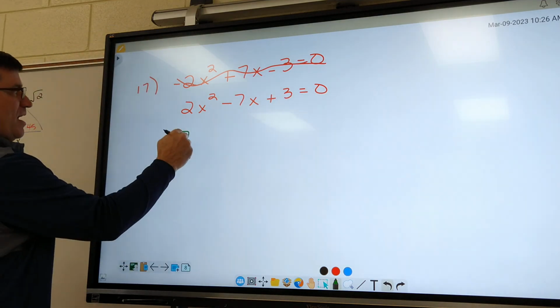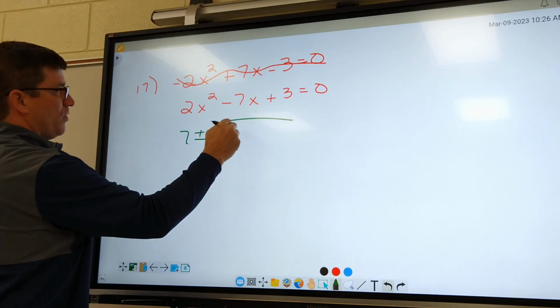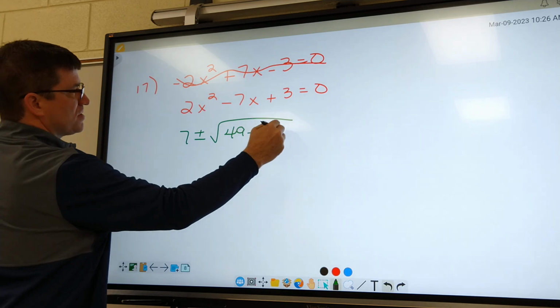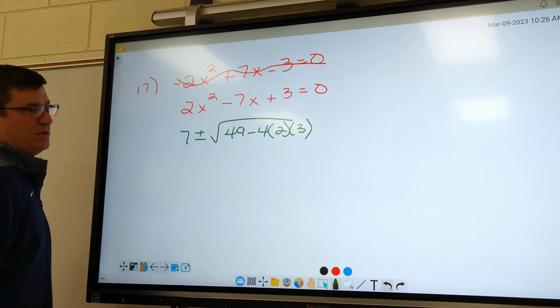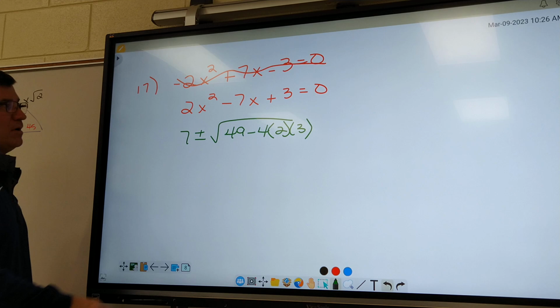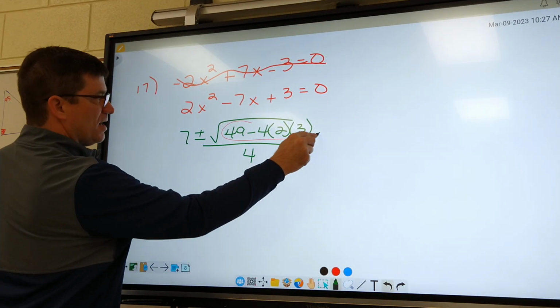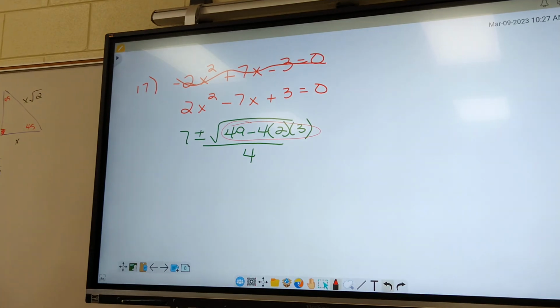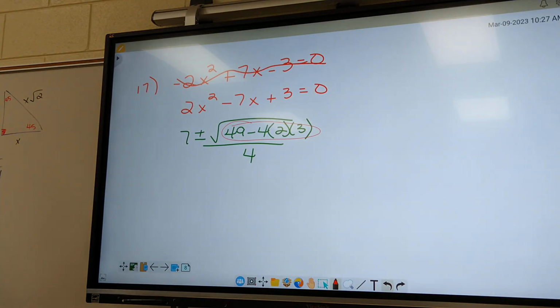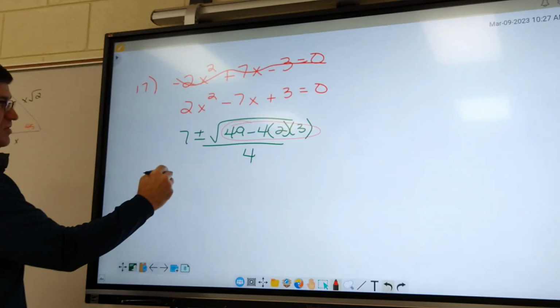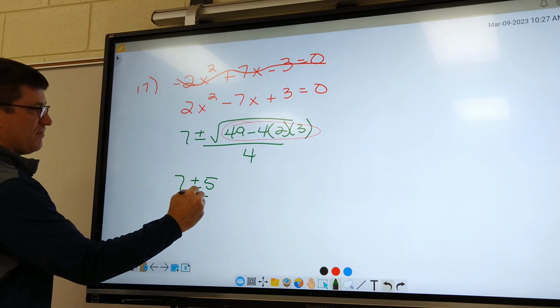All right, so I got 7 plus or minus the square root of 49 minus 4 times 2 times 3, over 4. Somebody help me. What are y'all going to get inside your square root symbol? 25, so it turns to 5. So I got 7 plus or minus 5 over 4.